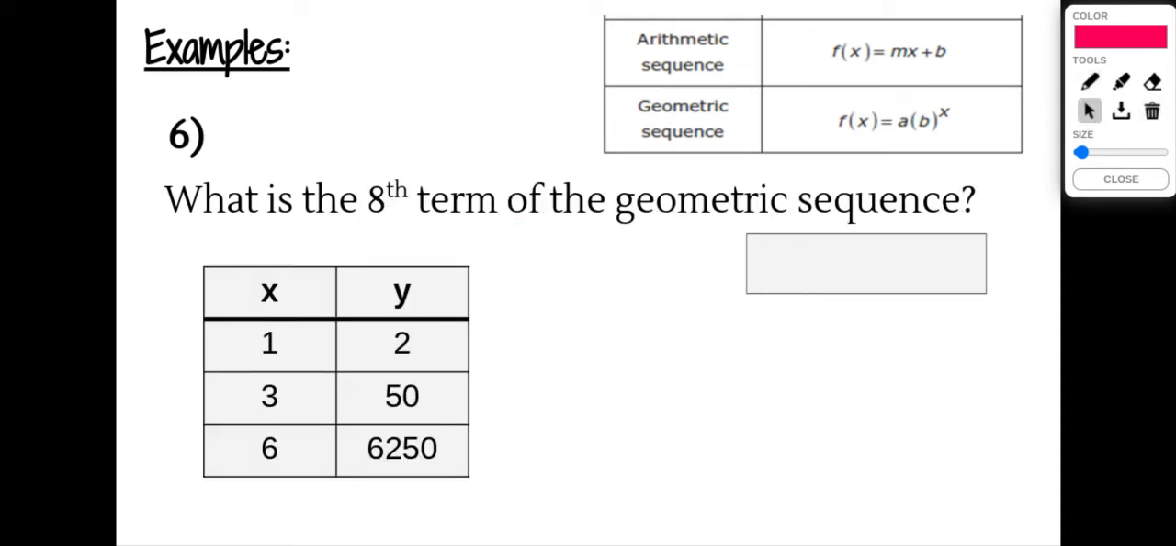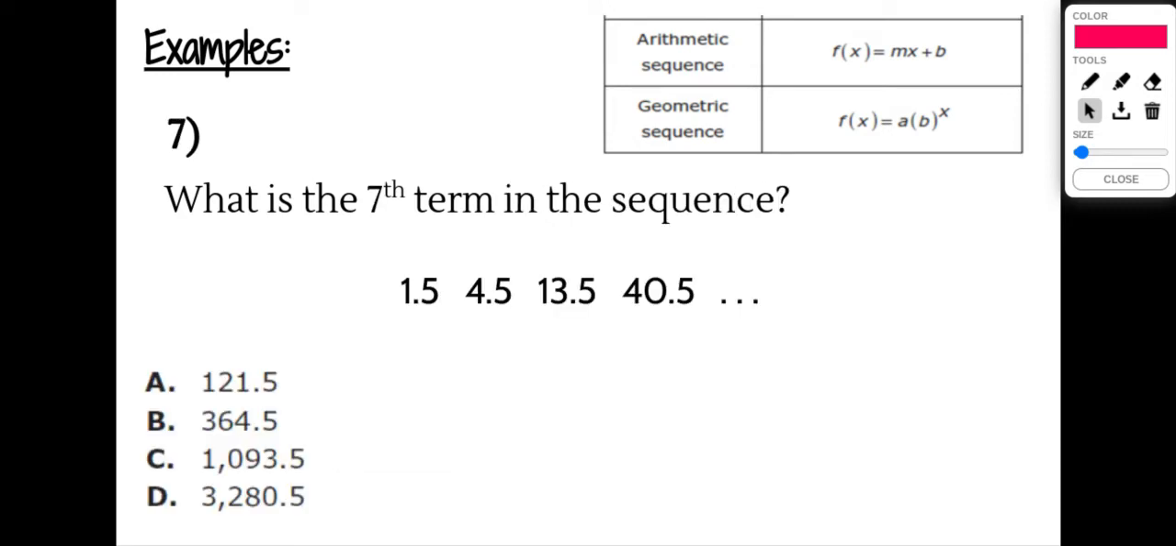In the video, we are going to be skipping number 6. That's only an in-class problem. Okay, on number 7. What is the 7th term in the sequence? Well, here it's not telling us if it's arithmetic or geometric, so we have to decide. Here's our sequence.